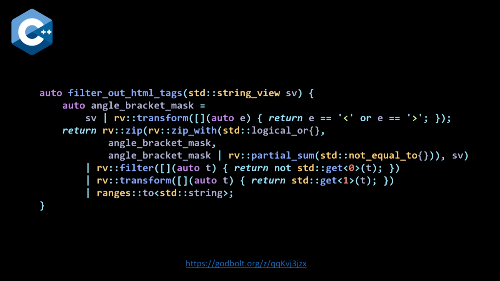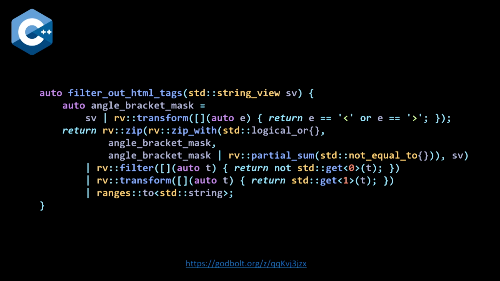So ranges to is coming in C++23. The zip with and zip are coming in C++23. Partial sum won't be there until C++26. Filter, transform, and string view have all been there since either C++17 or C++20. String view is 17, filter and transform are 20. All of this is on GitHub.